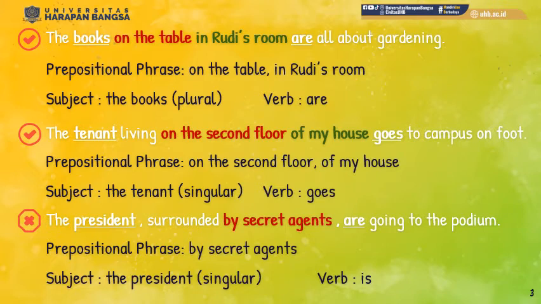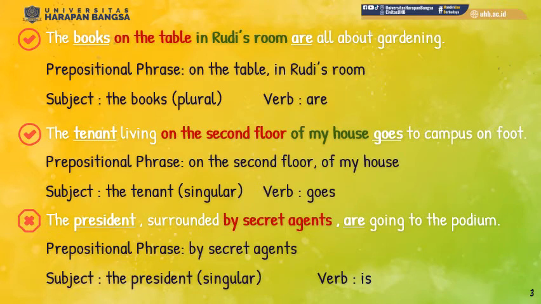And then you have the subject, the books, and verb are. Remember that the subject must agree with the verb. Subjek harus agree dengan verbnya, harus sesuai dengan verbnya. Karena subjeknya the books with S, plural, lebih dari satu, maka verbnya adalah are. What about the second one?